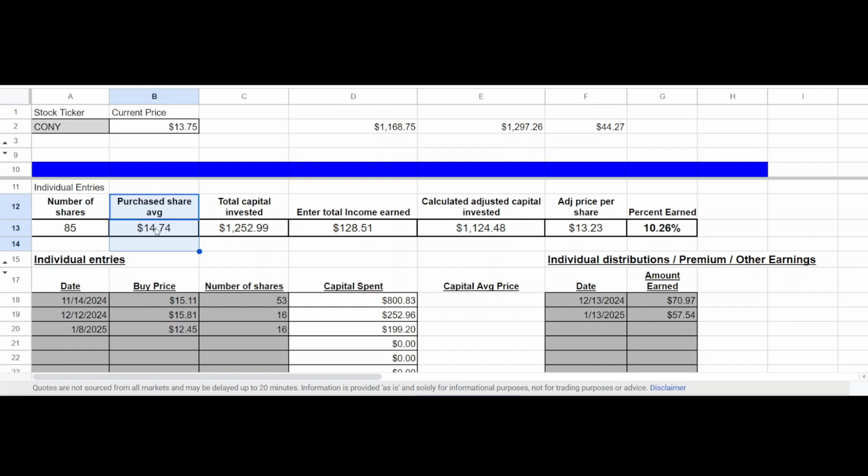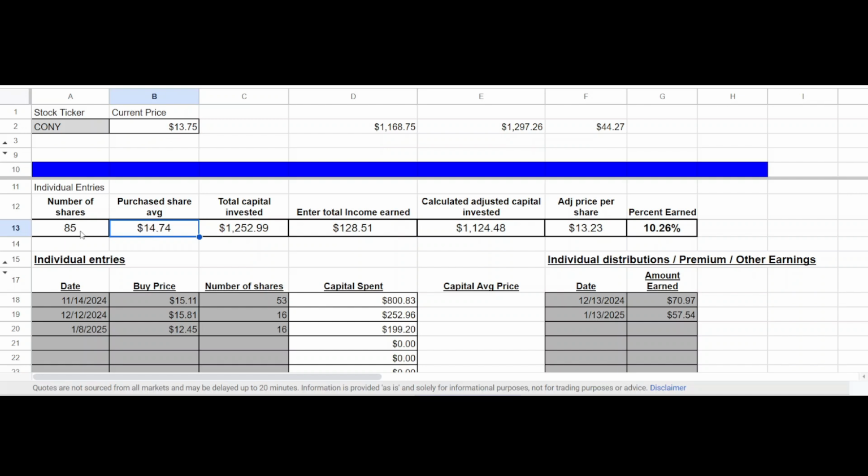Normally they do not calculate in any dividends, any kind of premiums you earn, or any kind of distributions. It's going to be that $14.74 times the number of shares you have, and it's going to give you the capital that you have spent, right? So it's going to have this as your average price. But you look at that and you look at the current price, and it looks like you're a little underwater by almost $1 a share.